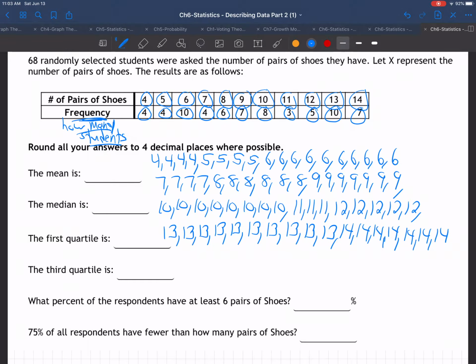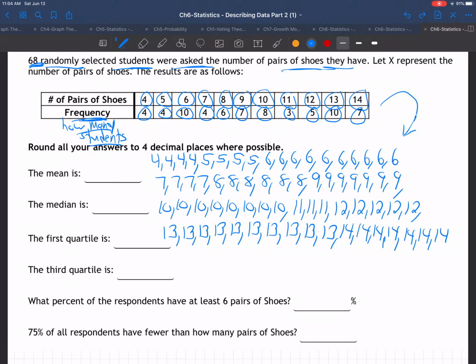So this table means all of that. That's the 68 randomly selected students who were asked the number of pairs of shoes they have. So they asked these 68 students, and that's what they said. A chunk of them said 4 pair, and some said 5 pair, 6 pair, 7 pair, 8 pair, etc. That's what the students said. So again, you don't have to write all that out. You can just leave it up here in the table. It's a summary of all that so that you don't have to write it all out. But if you're at all confused, I wanted to write it out just so you can see it really clearly.